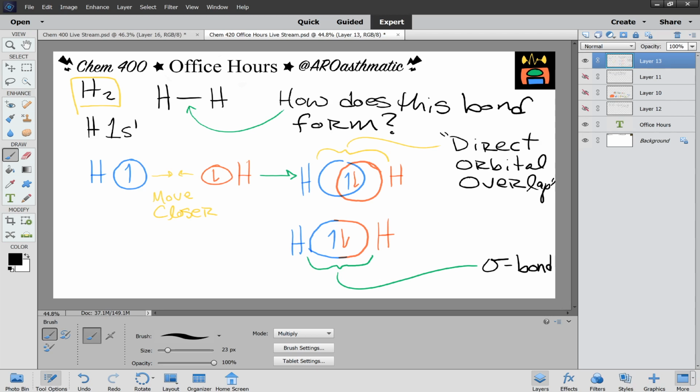Whenever you have two orbitals smushing into the same region of space so that their electrons can be shared together, that is called direct orbital overlap, and it leads to the formation of a sigma bond.